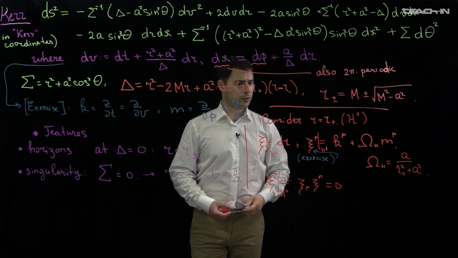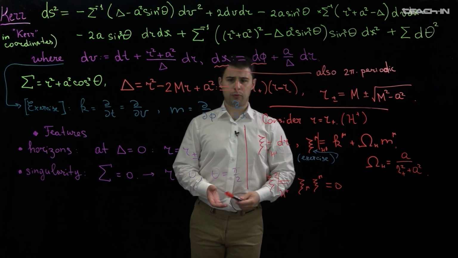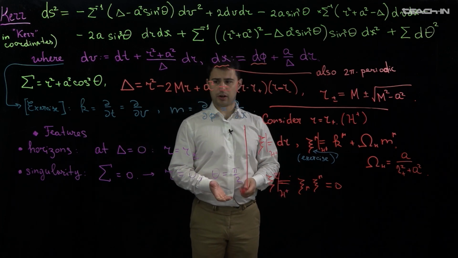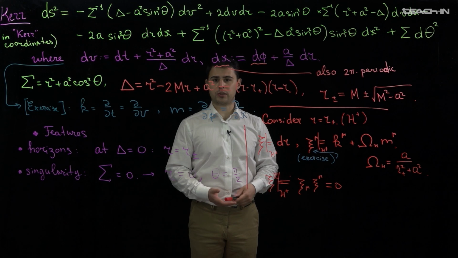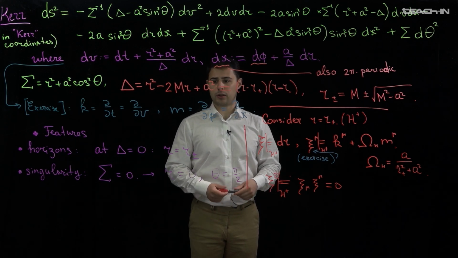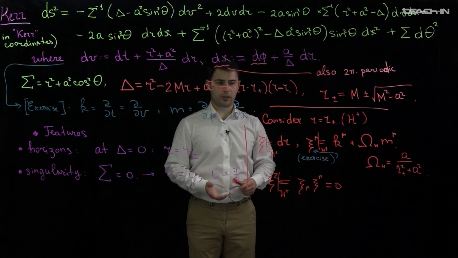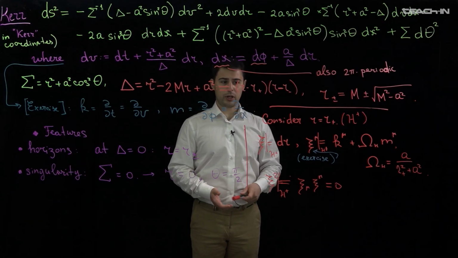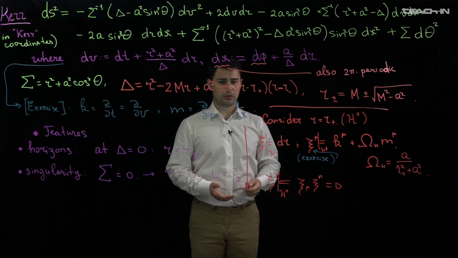Now, if you think about it, something strange is happening. Before, we always had that the horizons were with respect to a stationary vector field for the asymptotic observer, in the sense that the horizon was stationary and static with respect to the asymptotic time. Here, the normal to the horizon is a combination of time and angular vector fields. So what does it mean?